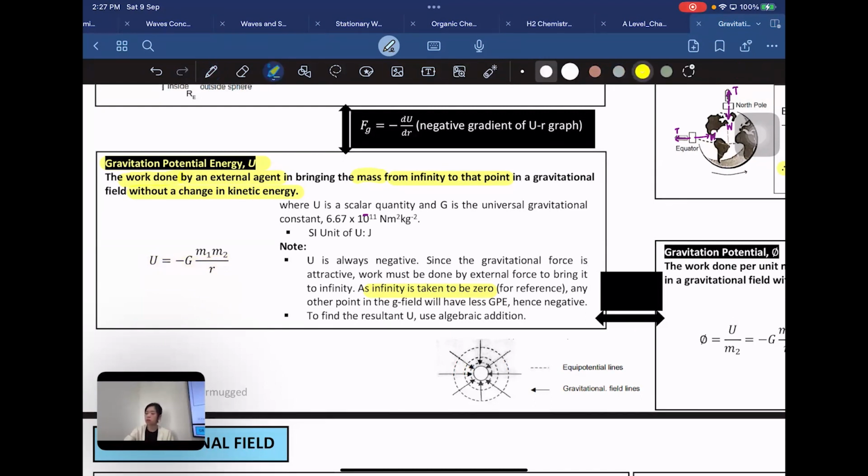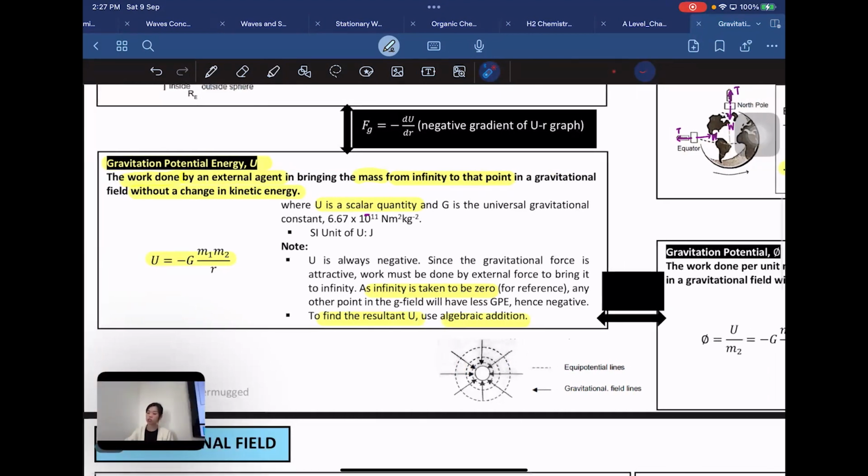It is important for you to understand that number 1, gravitational potential energy is a scalar quantity. Being a scalar quantity means to find the resultant, I can only use algebraic addition. Means final minus initial, things like that, if I want to find a change. You understand? Okay? So I cannot do a vector diagram for that, which means I need to include the sign.